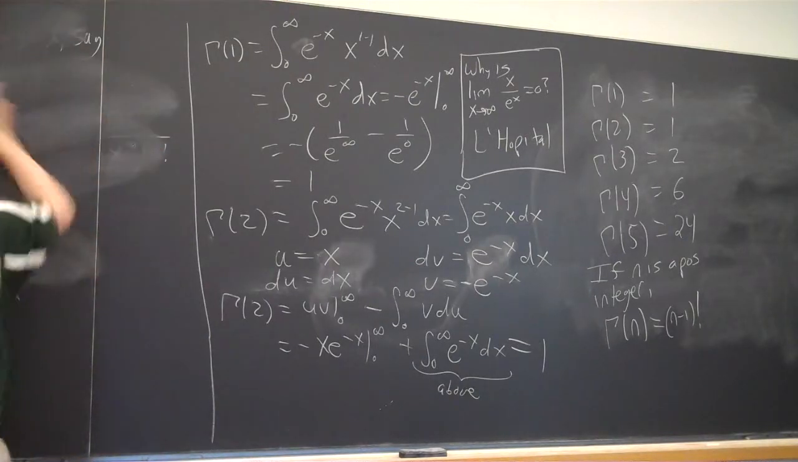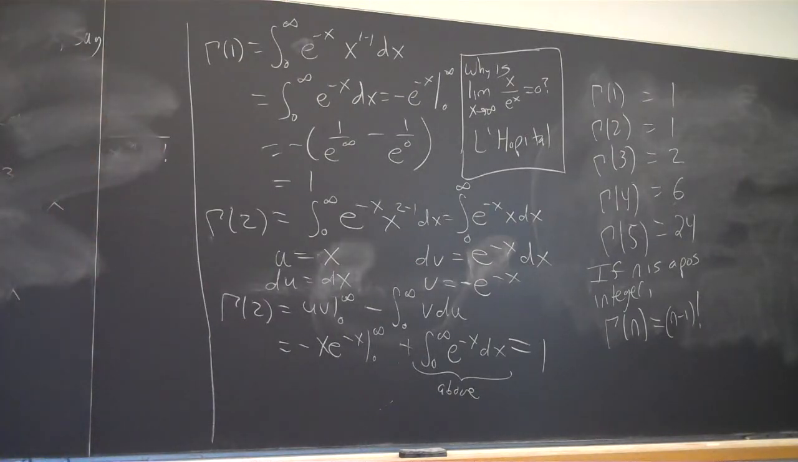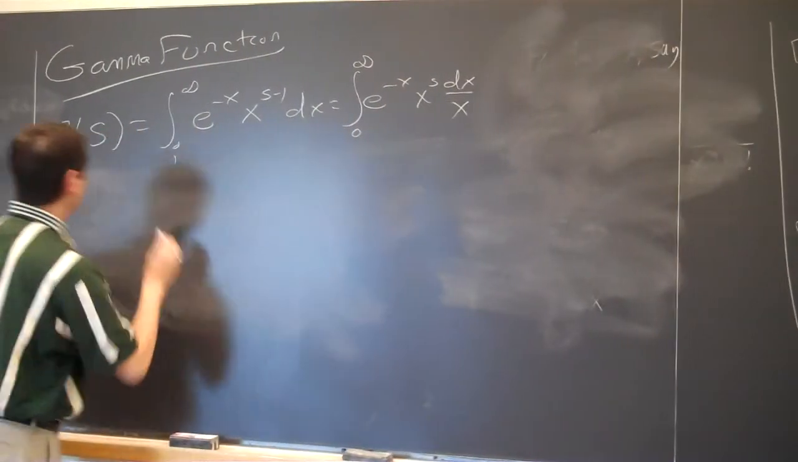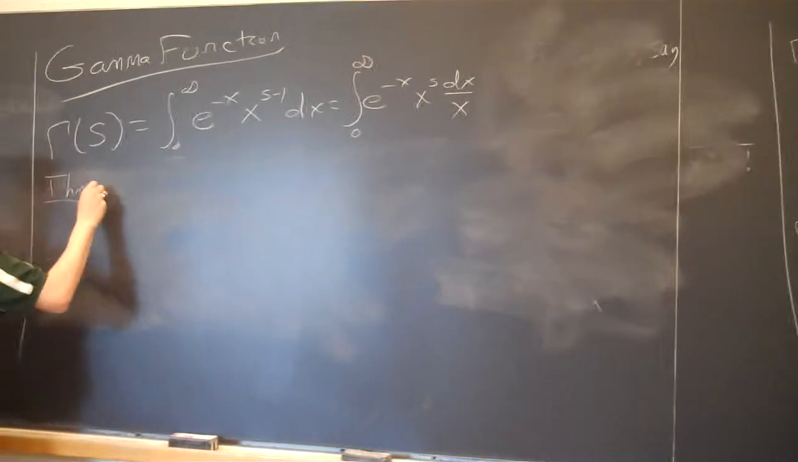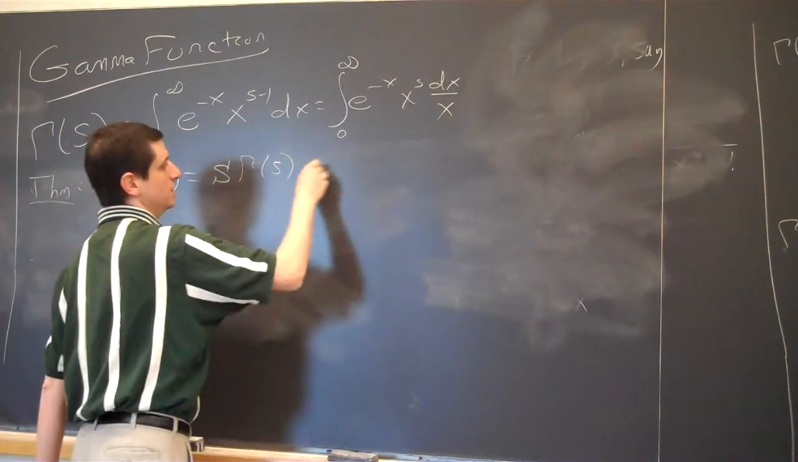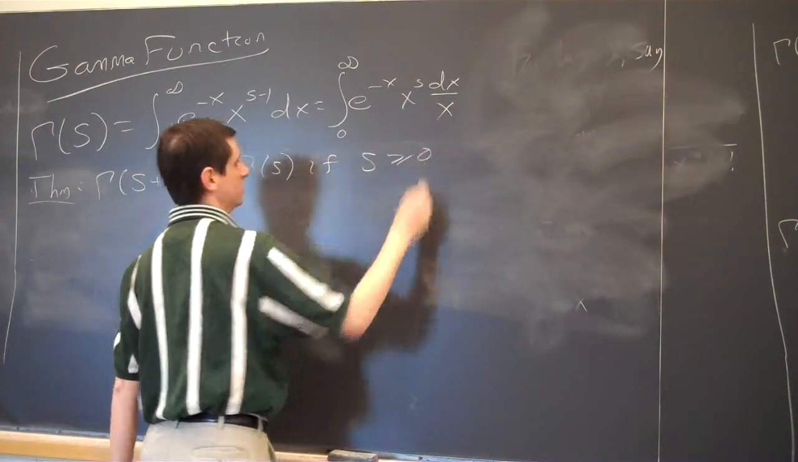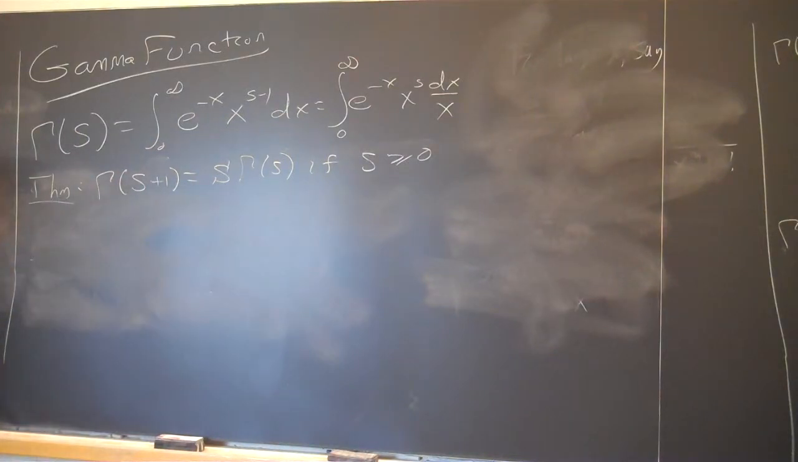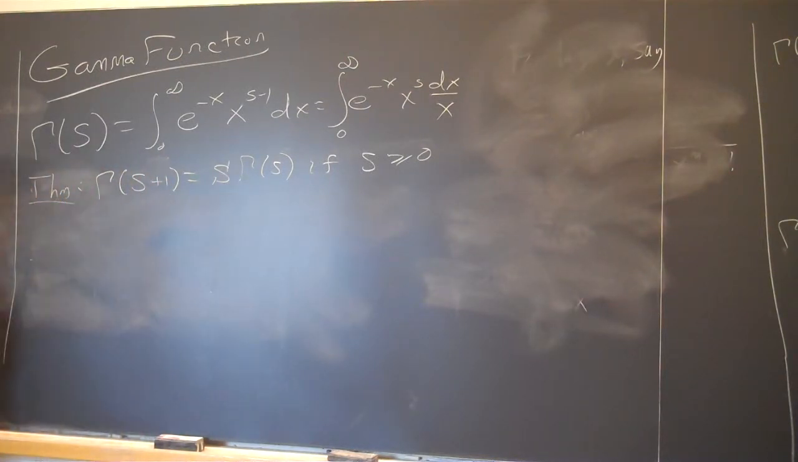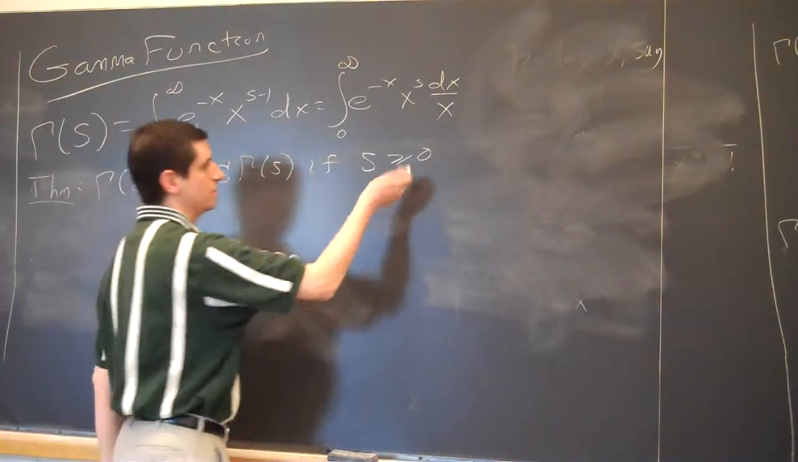So I will keep the definition of the gamma function on the board. And what I'm going to do is state an identity. So, theorem: gamma of s plus 1 equals s gamma of s if s is greater than or equal to 0. So what this does is this tells me how to evaluate the gamma function at new places given its value in old places. Or if you want, you could even do it if s is greater than or equal to -1.